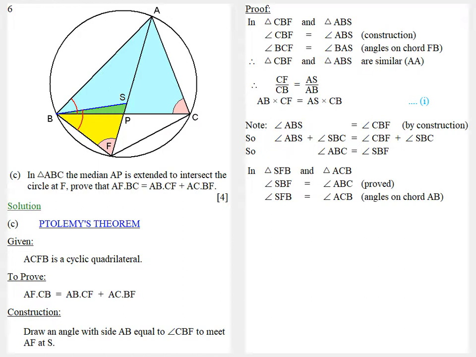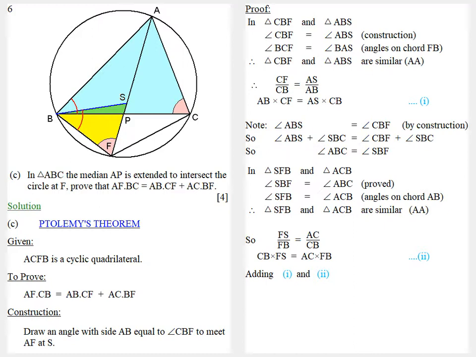Also, the angle SFB is equal to the angle ACB. These are angles on the chord AB on the circumference of the circle. So the triangle SFB and the triangle ACB are similar, AA. So that means FS over FB is equal to AC over CB, or if we cross multiply, CB times FS equals AC times FB. That's our second equation.